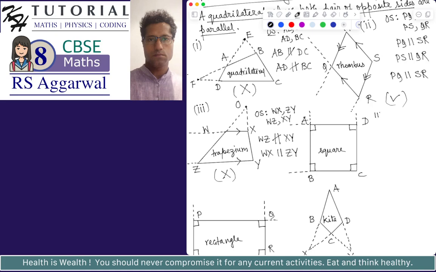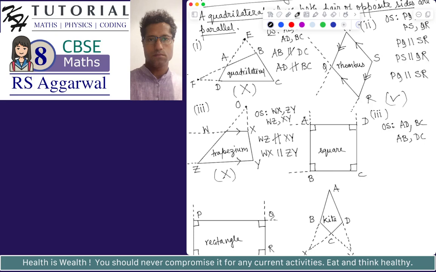Okay, let's see the third figure, which is basically a square. From the visual indication, what are the two pairs of opposite sides? One pair of opposite sides is AD and BC. The other pair of opposite sides is AB and DC.